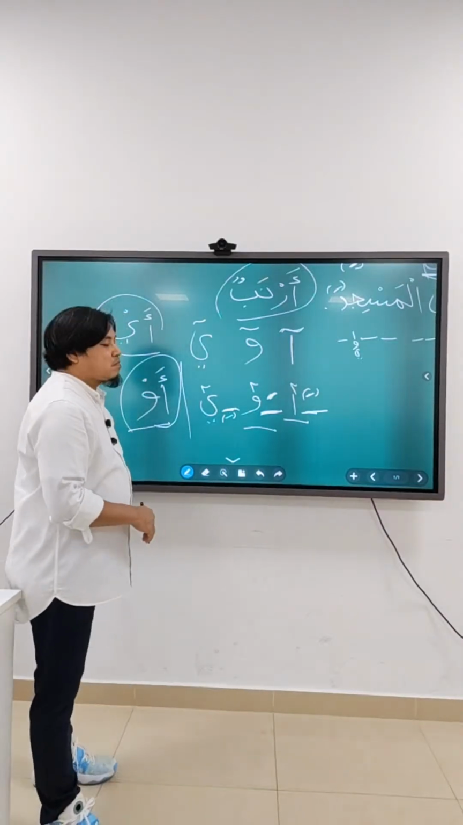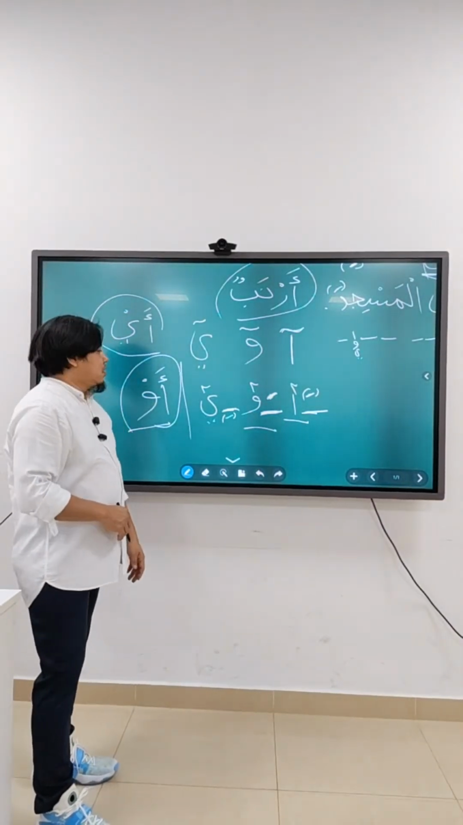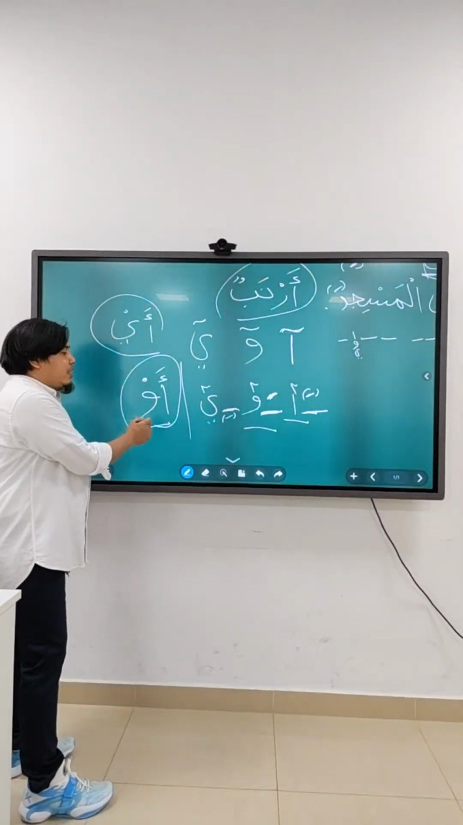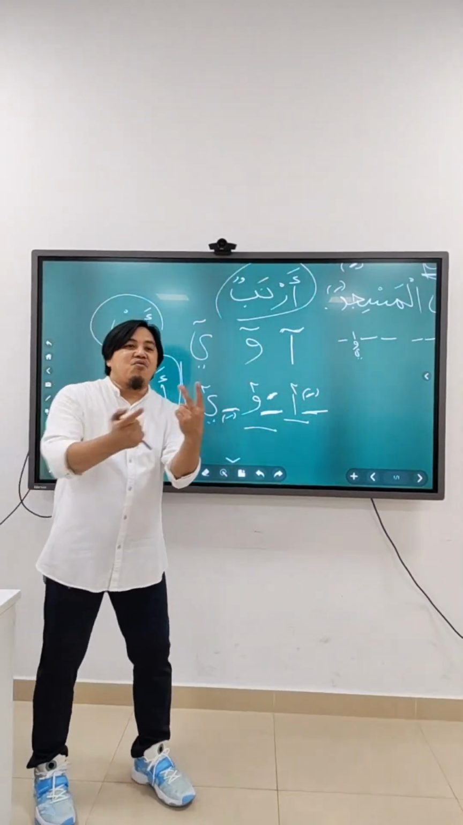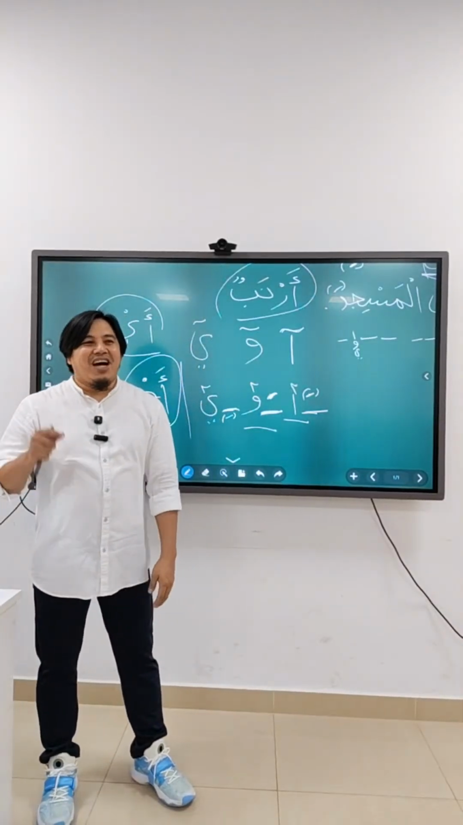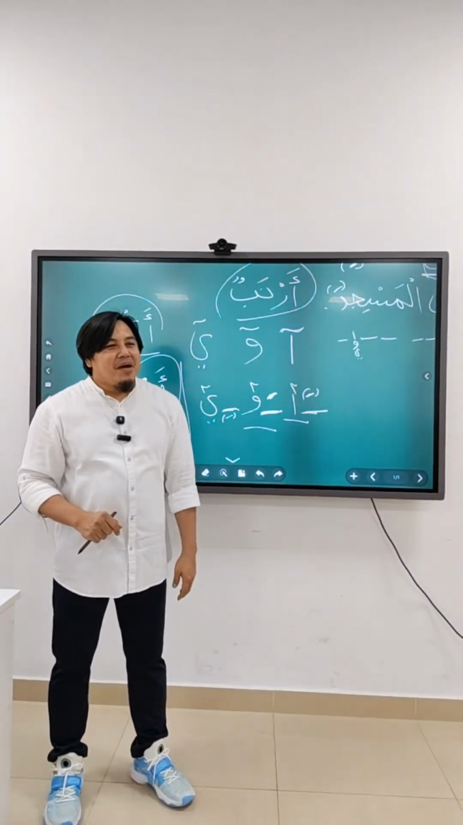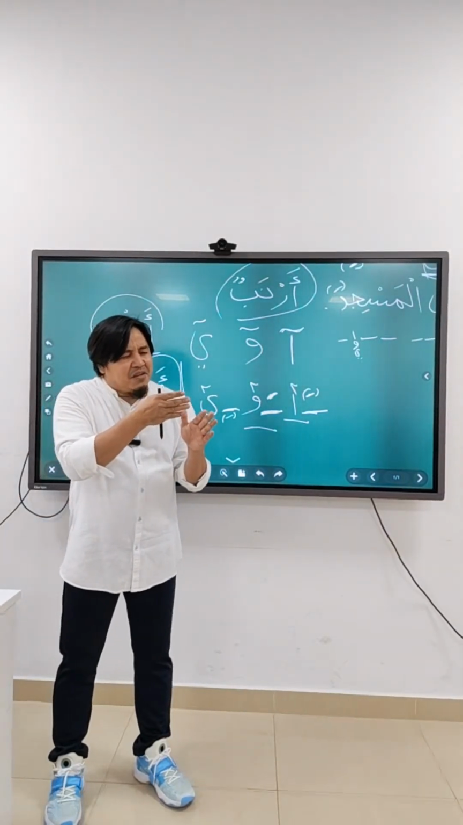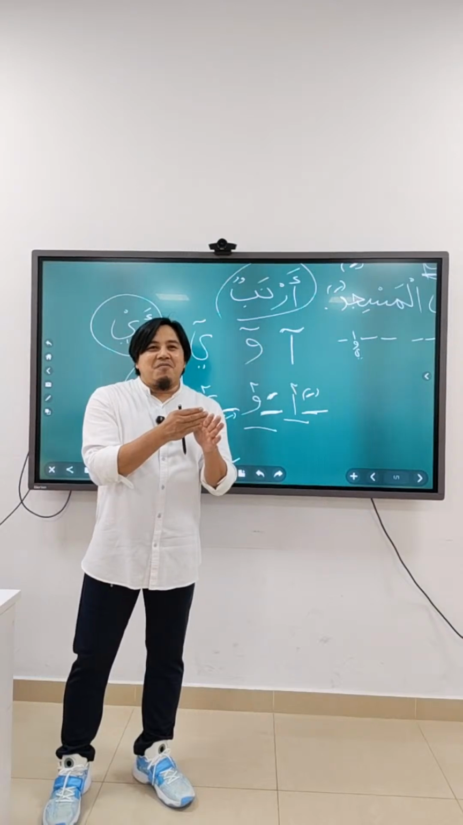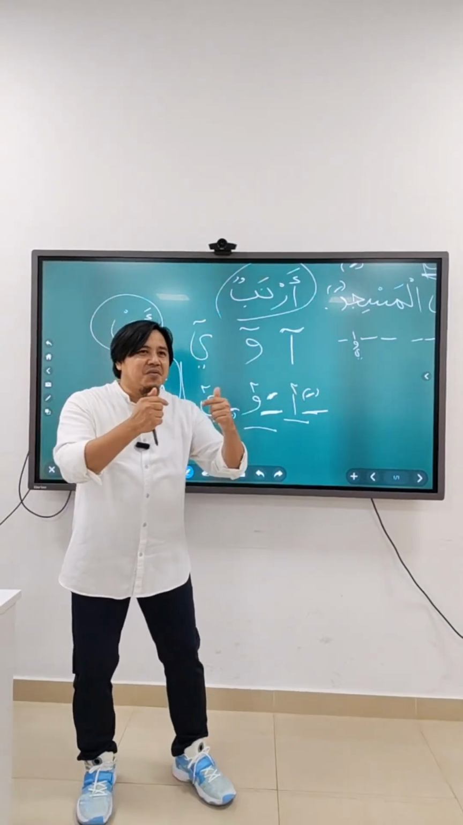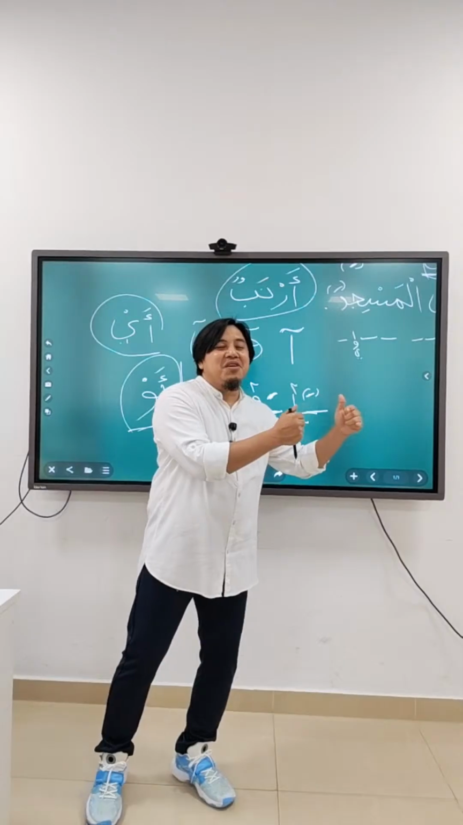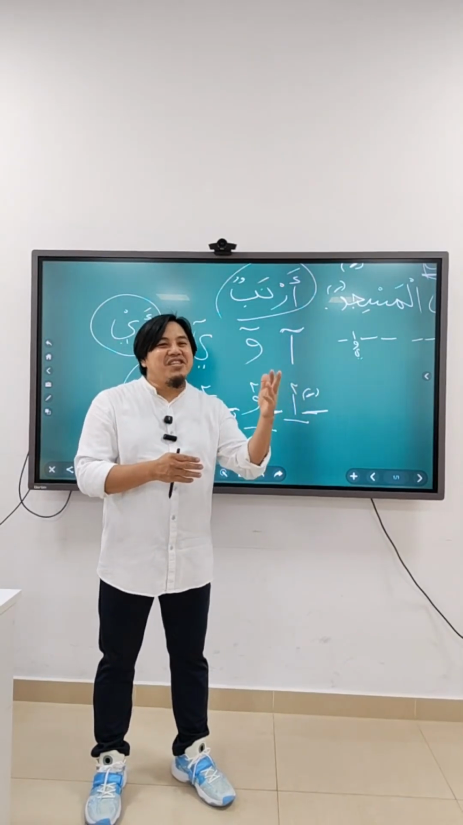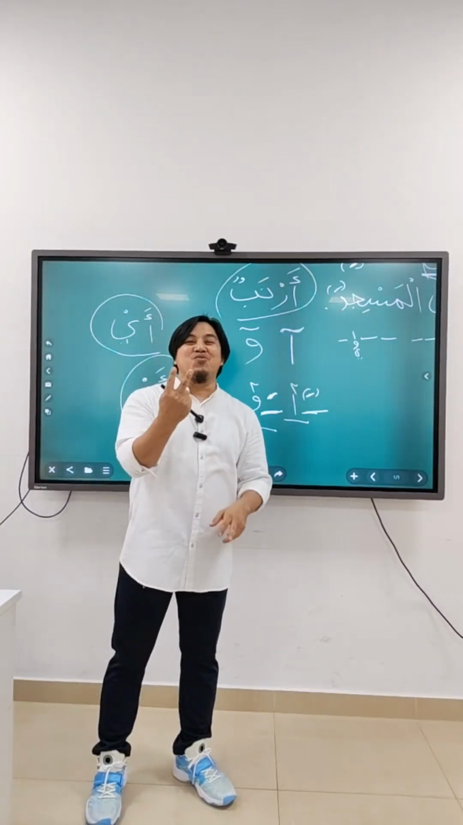Because it has sukun at the end, but there is still prolongation in the pronunciation. The prolongation is 2 counts. Aw. Khawf. But if it is at the end of the verse, like wa amanahum min khawf, that is considered mad arid lisukun. You can prolong until 6. But the original prolongation of that is only 2 counts.